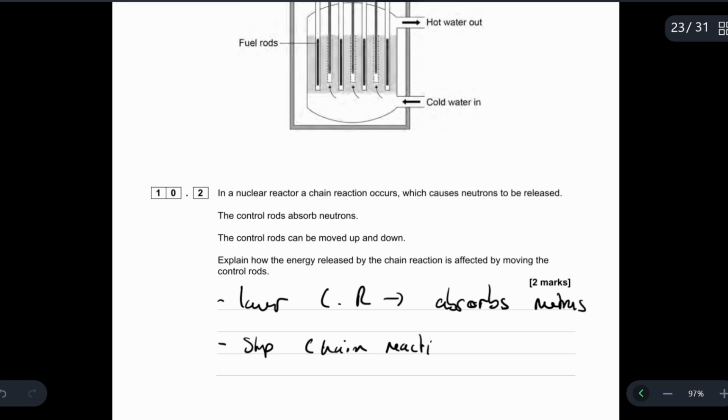And as a result, what happens to the energy? So again, you need to look at the question carefully. It's asking us to explain how the energy released is affected by moving the control rod. So we need to directly say, how is the energy release affected? Well, when you stop the chain reaction, we decrease the energy being released. Okay, so hopefully that makes sense.